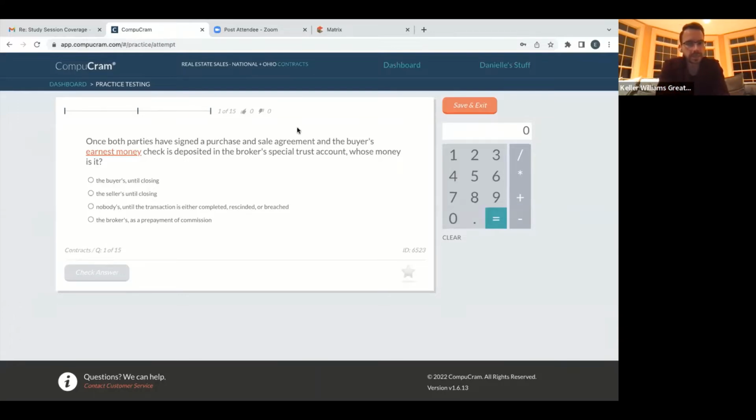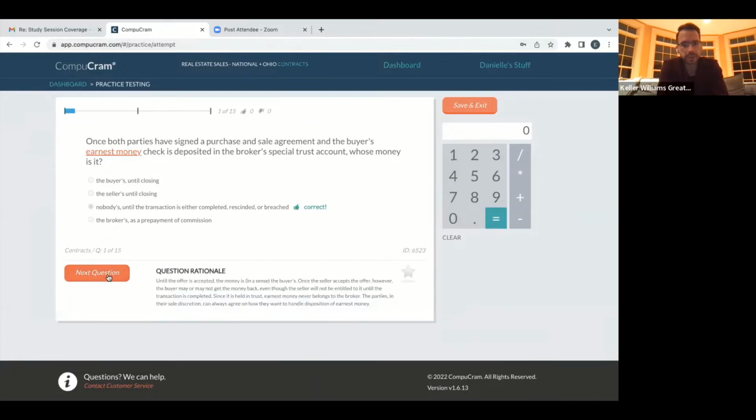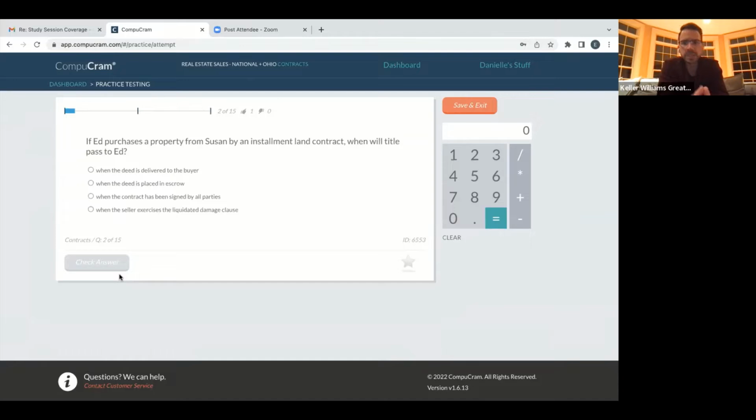I saw a lot of C's and I can bounce back and forth if I have to. C, nobody until the transaction is completed, rescinded, or breached. That is correct. We all had C's, so we will move on to the next question. Please speak up too if you are confused about something or a reason why. We can jump into an explanation if I have it for you.